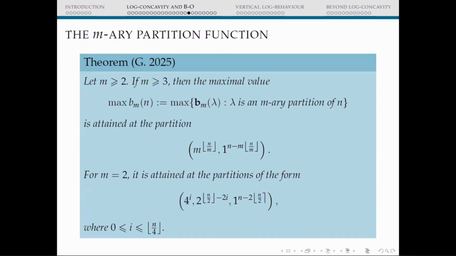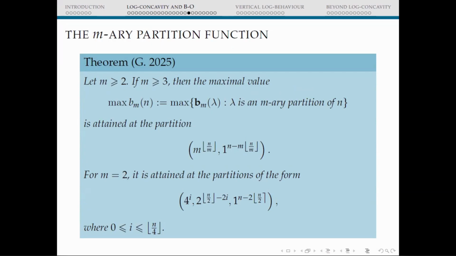In particular, if we fix n, then it turns out that for all m greater or equal than 3, we have that the maximal product is attained at the partition of the following form. For m equals 2, we have an exception because here we have two partitions for which the maximal product is attained.